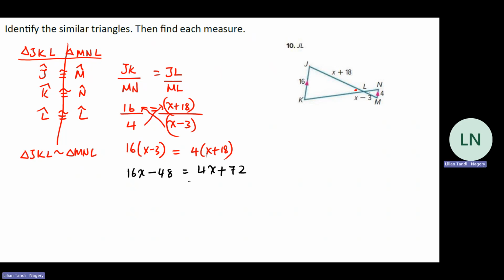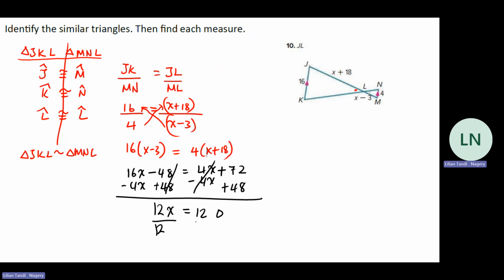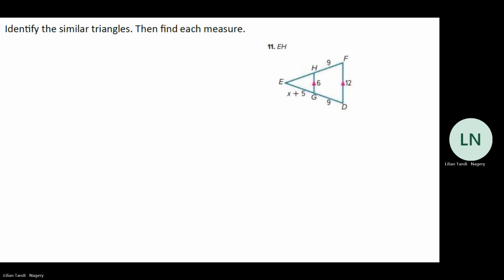So what do I do now? Subtract 4x on both sides. So this goes away. This becomes 12x minus 48. Well, I can just solve it here in one step. So here will be plus 48, plus 48. So this goes away. So this becomes 12x equals 120. Divide by 12, divide by 12, x equals 10.